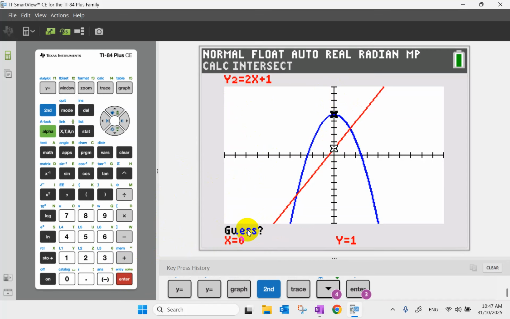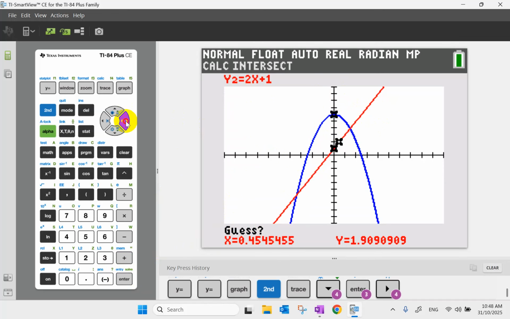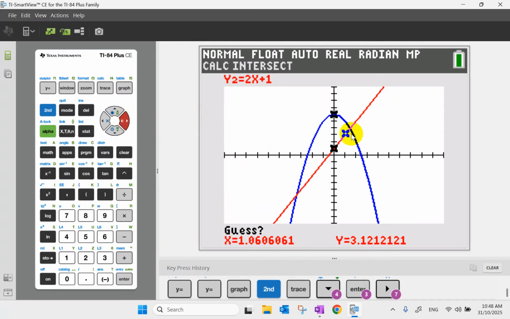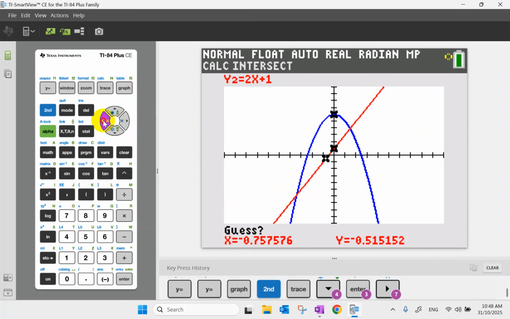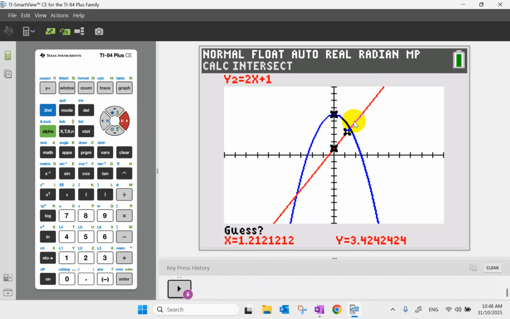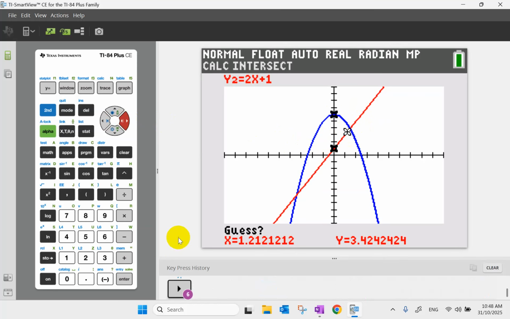Okay, so the guess now. When you're finding a point of intersection, it's important to move your cursor to the point that you want. So if I want to find this point of intersection, I move my cursor nearer to this point of intersection. Later on, when you are trying to find the other point of intersection, at this guess step, make sure you move your blinking cursor nearer to this point before you press enter. Otherwise, your GC will keep repeatedly giving you this point of intersection because the blinking cursor is nearer to here. Alright, so later please try.